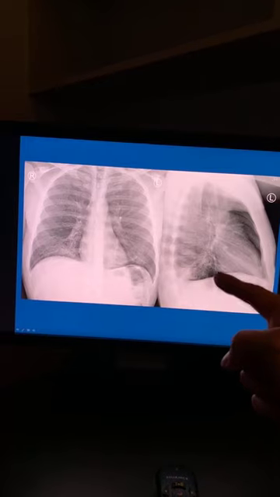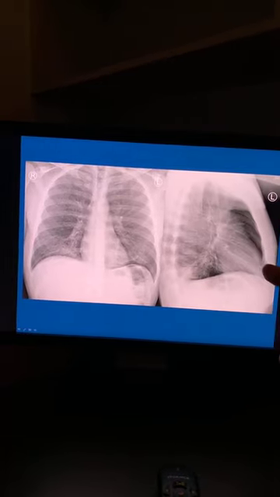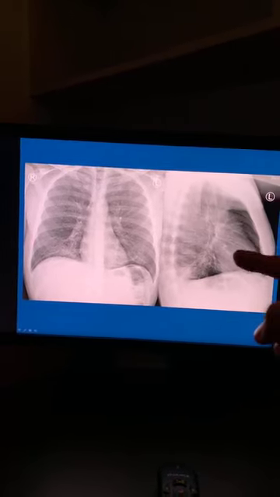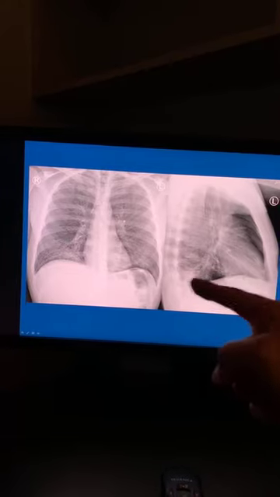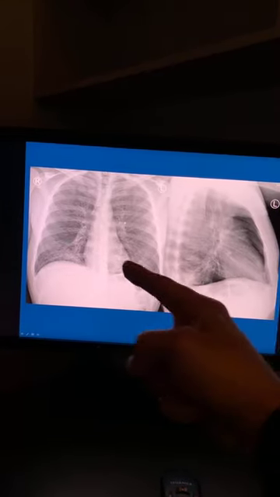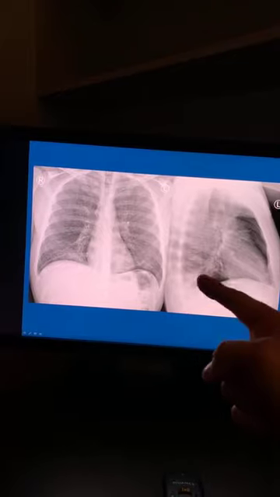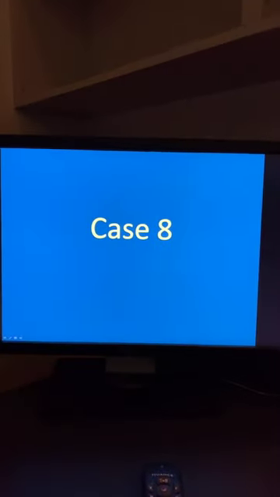I said which one was right middle lobe. Remember that thing at the beginning of my talk? Right middle lobe was over here, right lower lobe was over here, right upper lobe was over here. So I'm correlating this to this. It's right lower lobe. Case number 8.